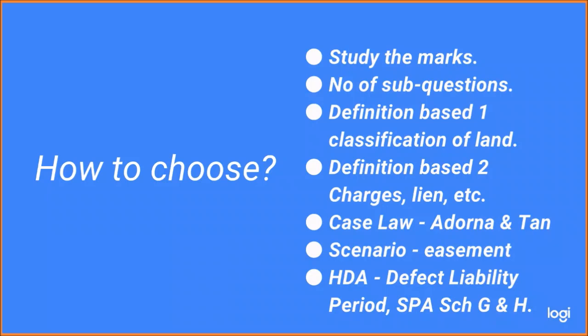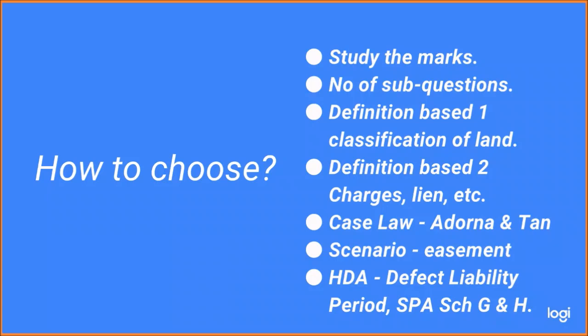Then later on, these two guys have agreed and sold both lots to one person. So is this easement still there or not? These are the types of questions that they will ask. And then lastly, the types of liability period, SPA, Schedule G and H. If they come out, they are probably quite straightforward. So you can roughly know, because it's a very wide scope.